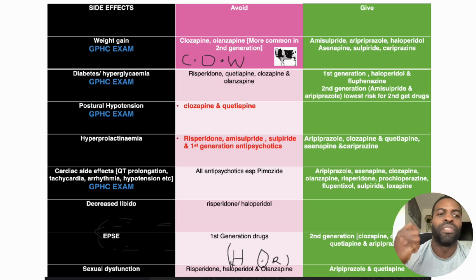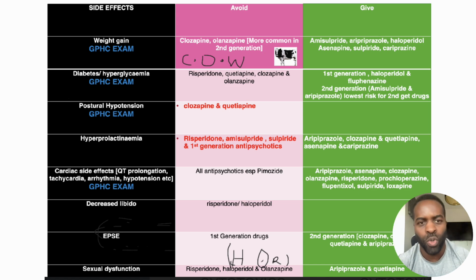Then you have the ones that cause more hyperprolactinemia: risperidone, amisulpride, sulpiride, and mainly your first generation antipsychotics. So all antipsychotics will cause some level of cardiac side effects, QT interval prolongation, which does get tested in your exam, especially in extended matching questions. So watch out for that as well. Please learn these and then learn what to give instead.